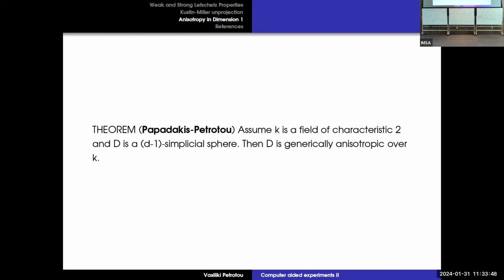So our theorem says: assume that we have a field K of characteristic 2, and this is a (d-1)-dimensional simplicial sphere. What we have proved is that D is generically anisotropic over K. As mentioned before by Karim, there is a restriction in characteristic for our theory, but there is no restriction about dimension. It goes for any dimensional simplicial sphere.